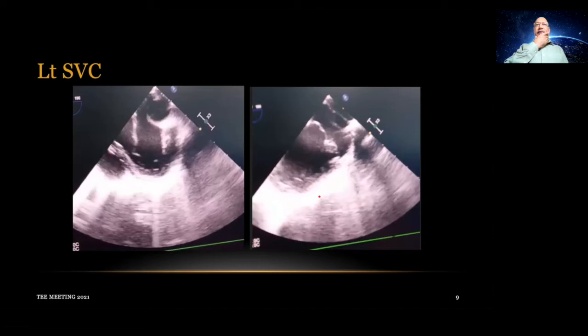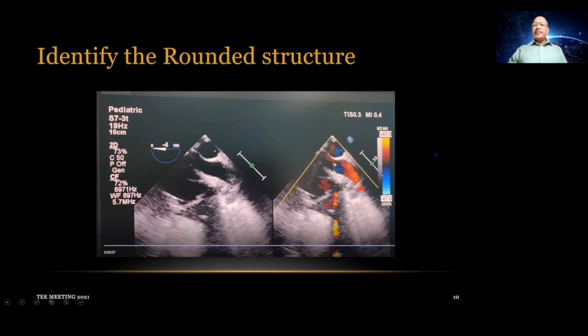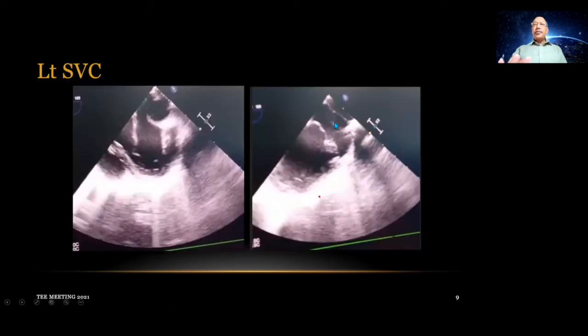This is another view, the same view, with a little steering. You can see the two parallel lines here. That is the vertical part of the left SVC. And this is the left SVC.